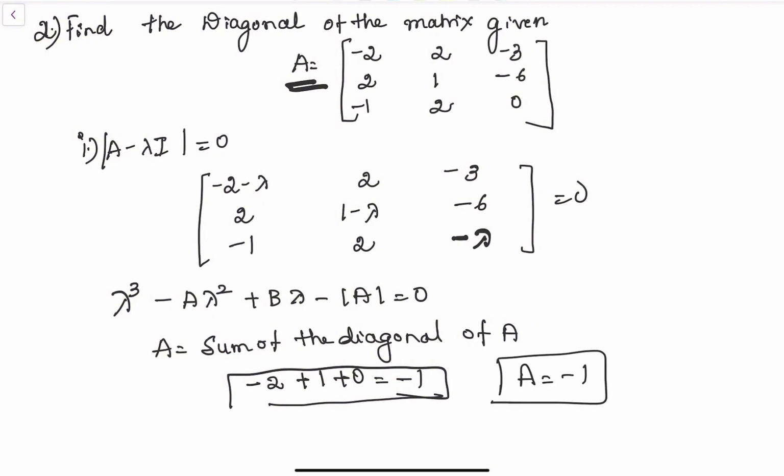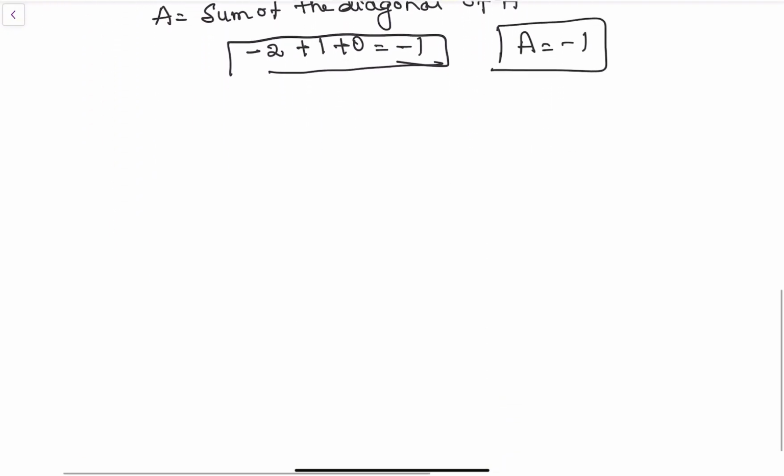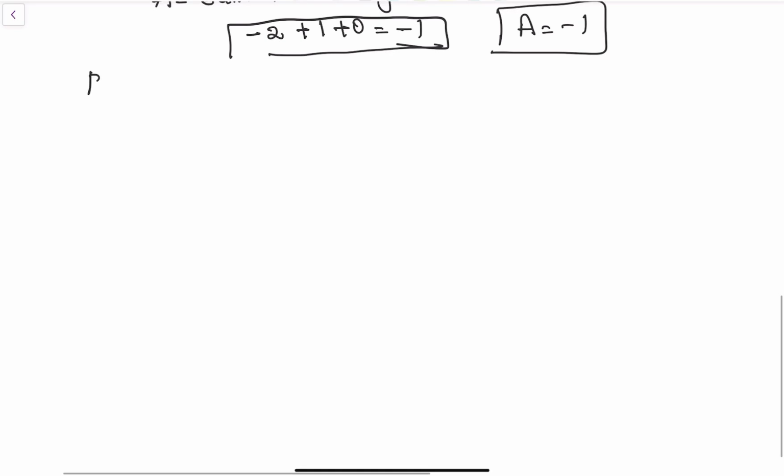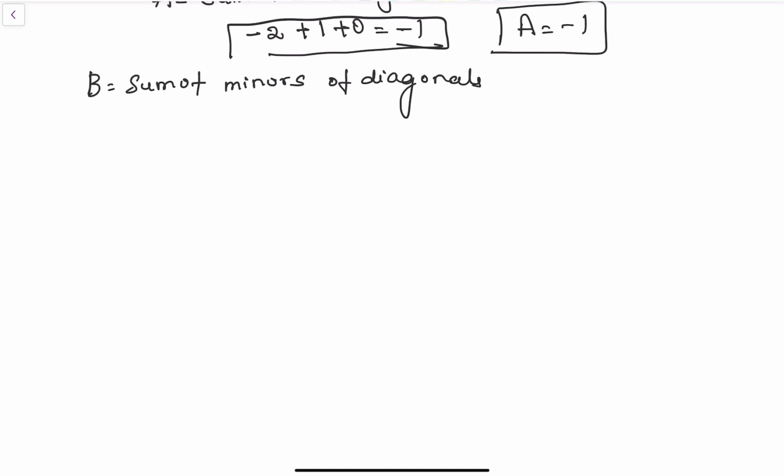All right, now let us find b. So what is b here? b is the sum of the minors of the diagonal elements of A. In order to do that, let me first write the matrix, so that it will be easy for me to write it down in the equation.